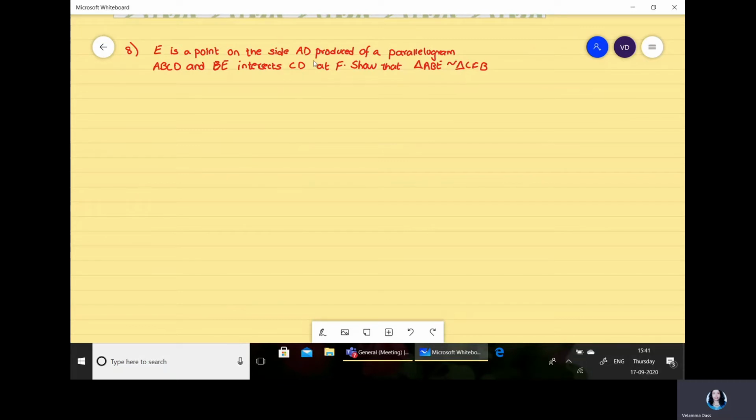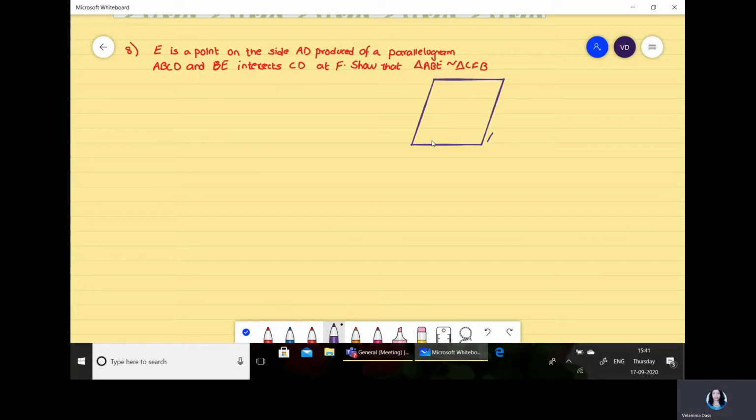Before we solve, if the diagram is in front of our eyes, then the visualization becomes very easy. So from this we understand that we have to draw a parallelogram ABCD. So let's draw a parallelogram ABCD. Okay, so we have drawn a parallelogram, and I name it A, B, C, D.